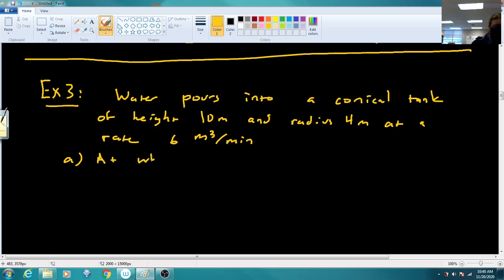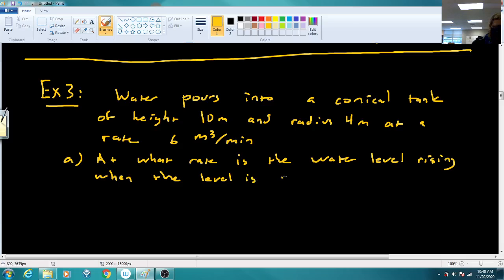So at what rate is the water level rising when the level is 5 meters high? And part B: as time passes, what happens to the rate at which the water level rises?